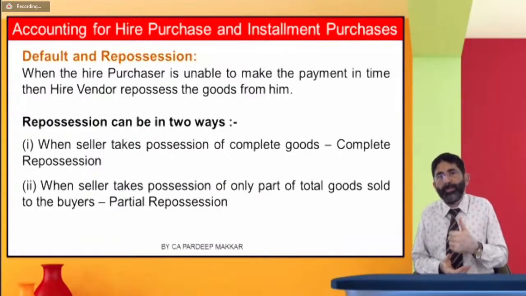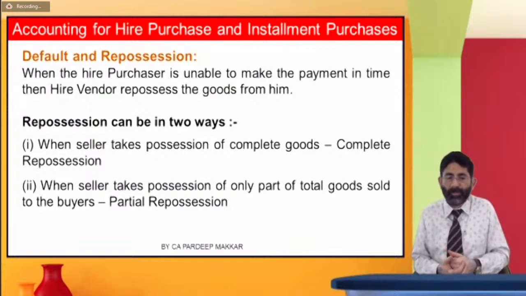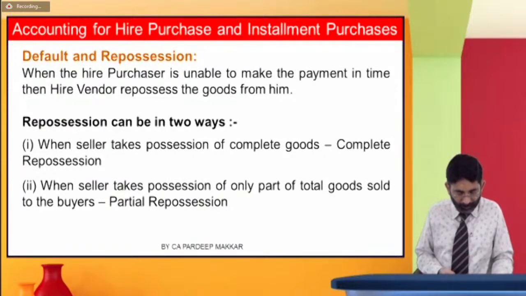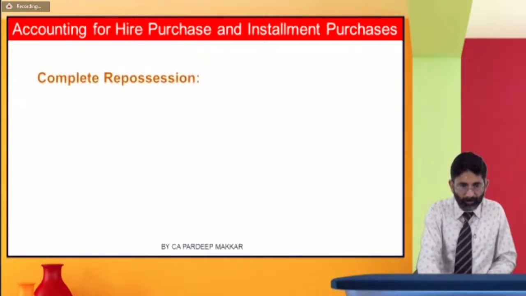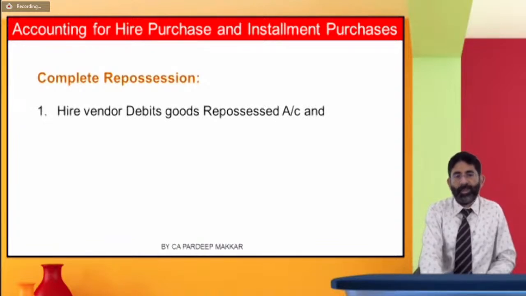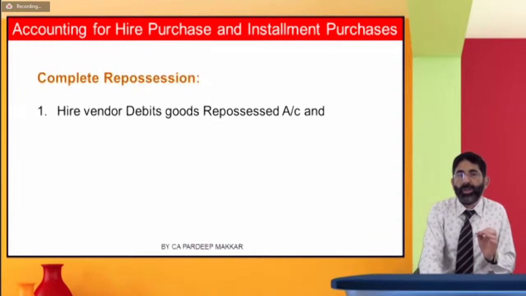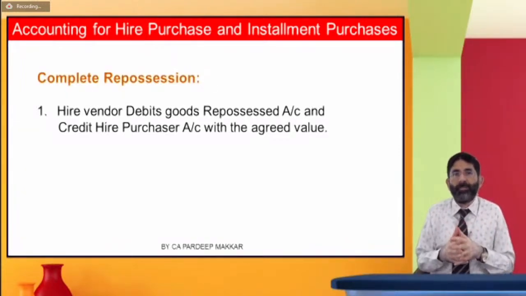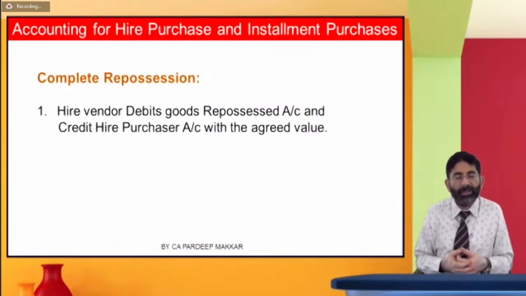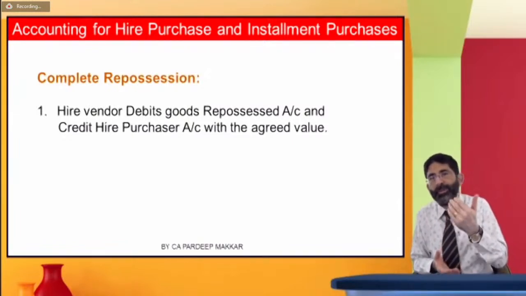So there are two types of repossession. One is complete, second is partial repossession. In complete repossession, the hire vendor will do one thing. He will create a new account named goods repossessed account. He will debit the goods repossessed account and credit the purchaser account. Obviously, the concept of debit what comes in, credit the giver will be applied. Debit what comes in means goods repossessed account is debited.